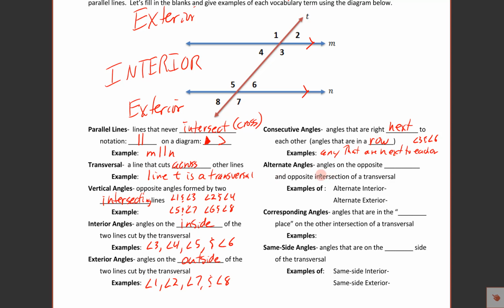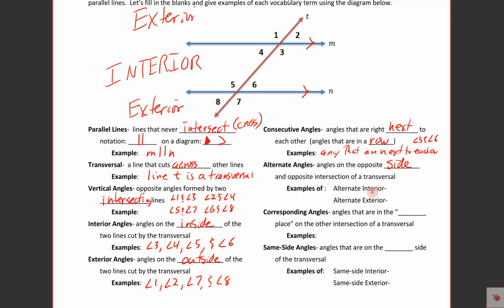And then we've got alternate angles. When we say alternate angles, they're angles on the opposite side and opposite intersection of a transversal. Opposite side and opposite intersection of a transversal. So if this is a transversal, if they're going to be on the opposite side, like 1 is over on this side, it's on the left side. So one of the alternate angles would have to be over here. And there are a couple specific categories. And when we talk about consecutive, sometimes we'll get more specific with those, but I think this idea that we went over is enough there.